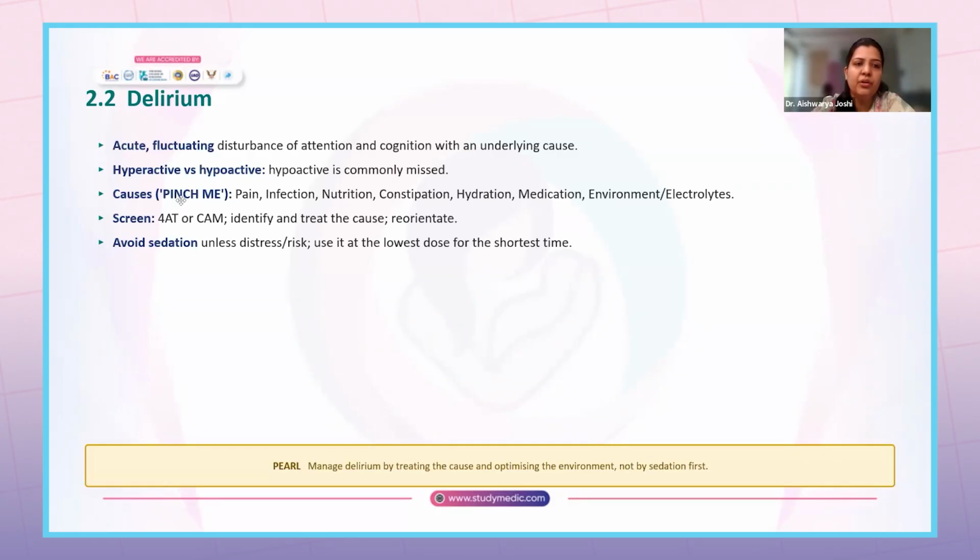You need to screen for 4AT or CAM. Here we need to identify and treat the cause and reorientate the patient. Avoid sedation. Sedation can lead to respiratory depression. So unless the patient is under distress or a risk of trauma, sedation should be avoided.